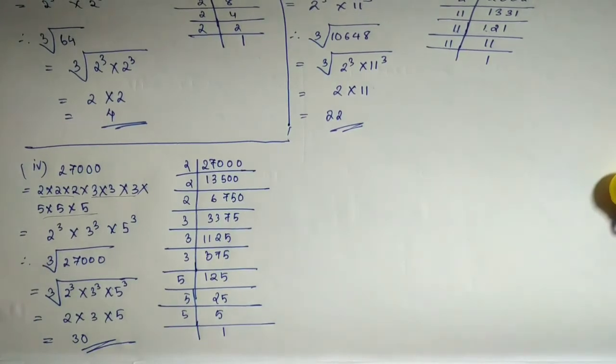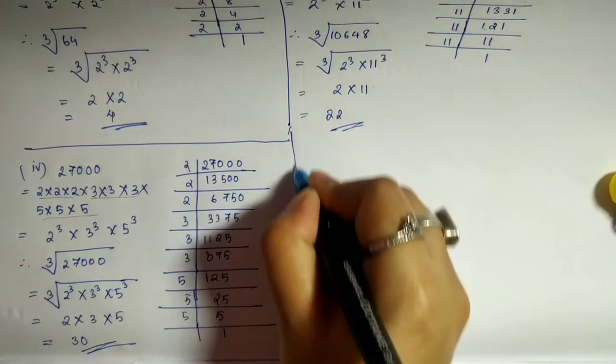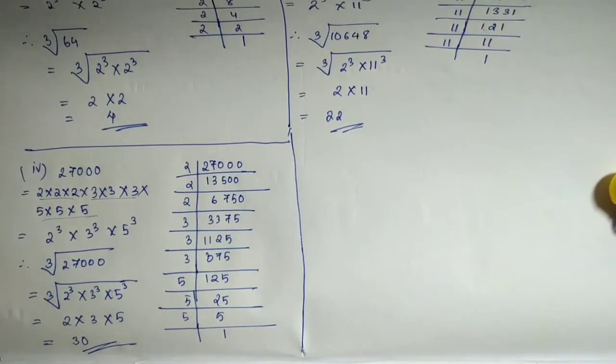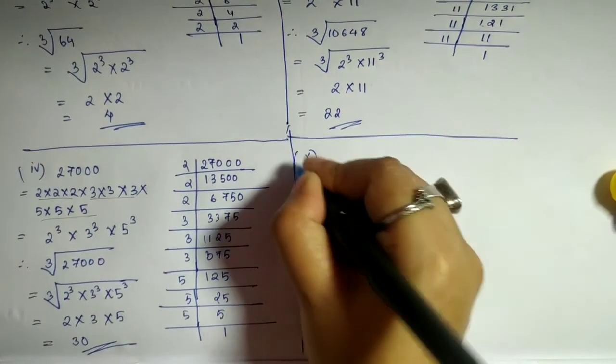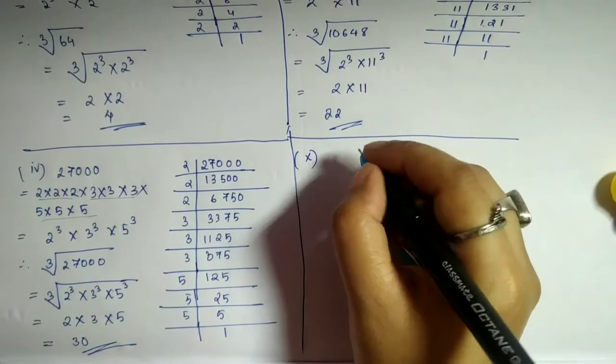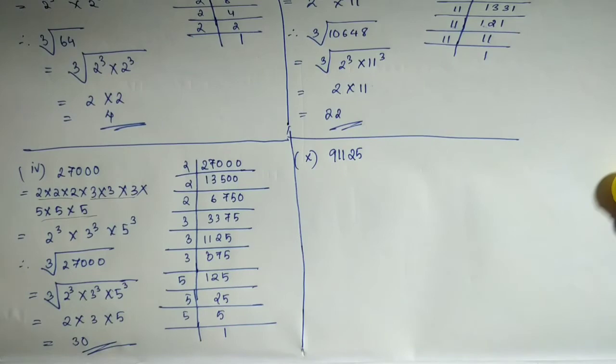In this way, we do the prime factorization and then we find the cube root, and this method is called finding the cube root using the prime factorization method. I'll be showing you another one here. The last sum of question number 1, question number 10. The number given is 91125. Okay, let's factorize it.